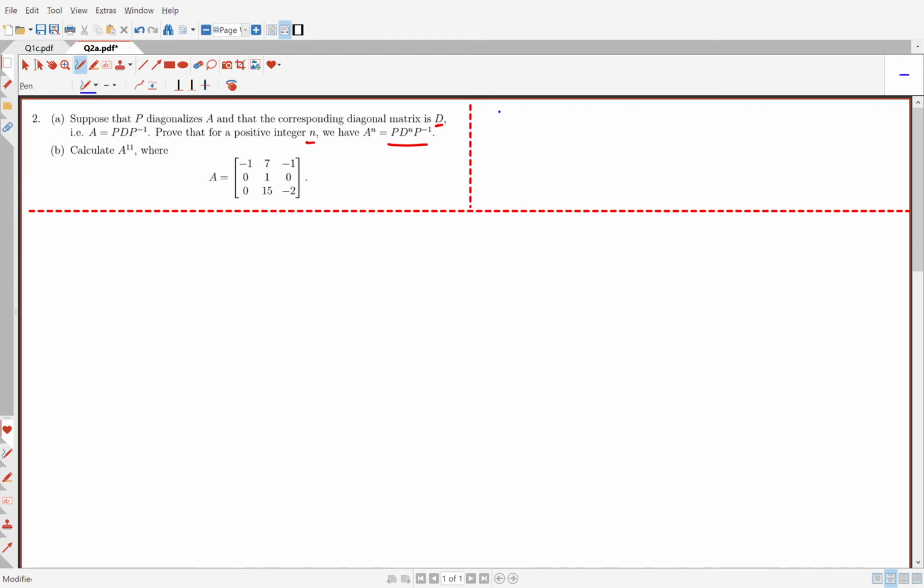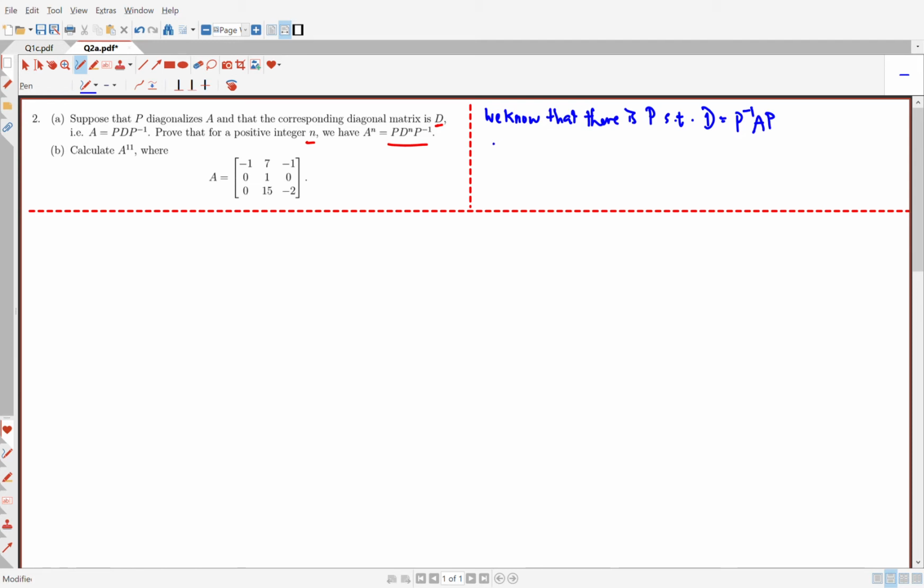Okay, so what we know is P diagonalizes A, and the corresponding diagonal matrix is D. So it means that we know there is P such that D is equal to P inverse AP.